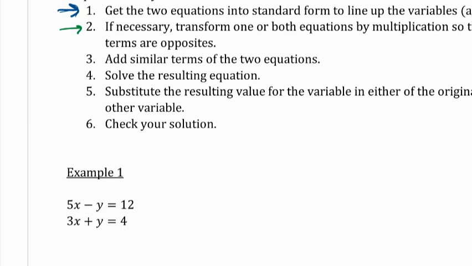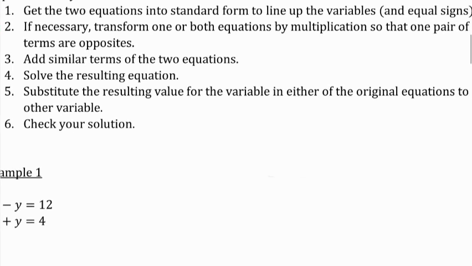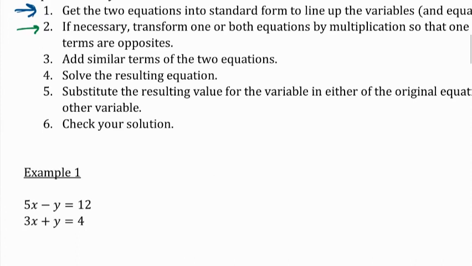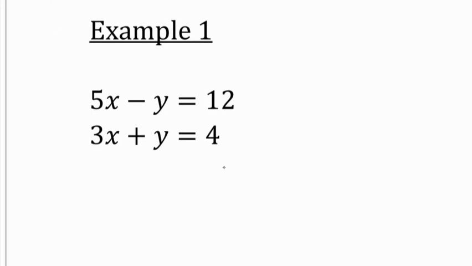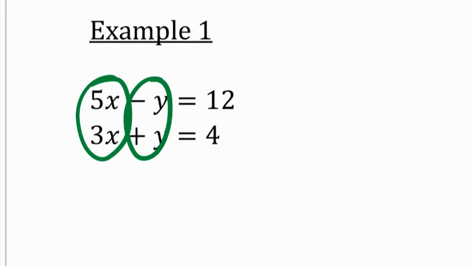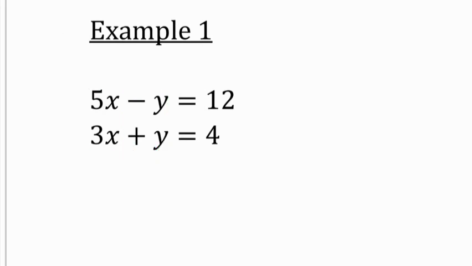Okay, once that is set, step number 2 is the key to elimination. If necessary, we're going to transform one or both of the equations by using multiplication so that one pair of the variable terms are opposites. Okay, so what that means is I'm going to look at this 5x and 3x, and at the y and y here. Now one of these pairs, I want the coefficients, the number in front of the variable, to be opposites. So if I look at my 5x and 3x, I need the 5 and the 3 to be the same number. Here they're not. So that's not set up the way I want it. So I'm not going to use that for now.